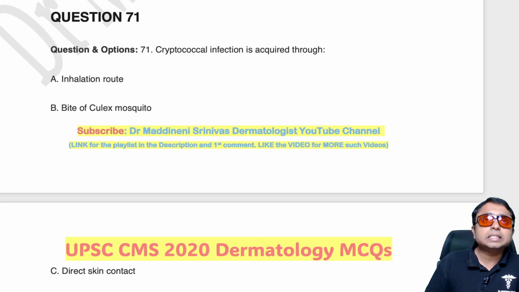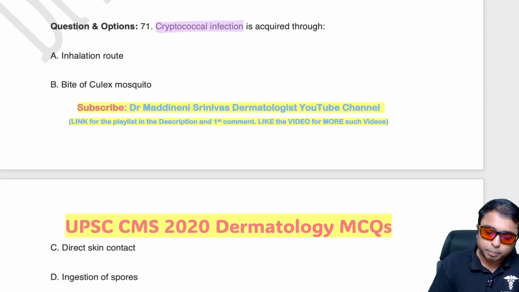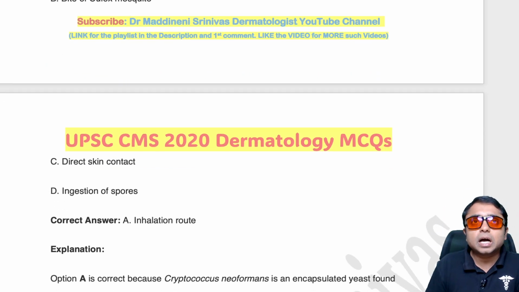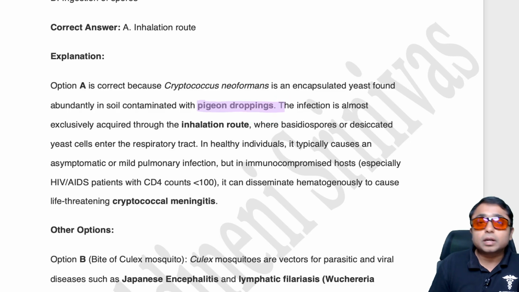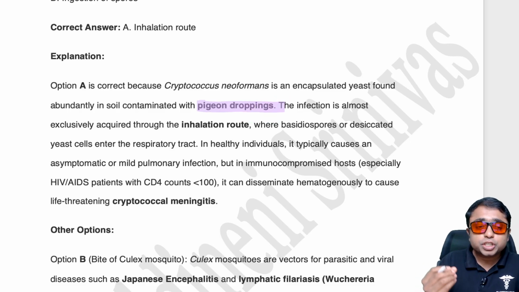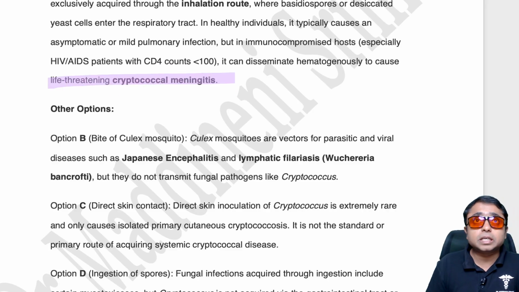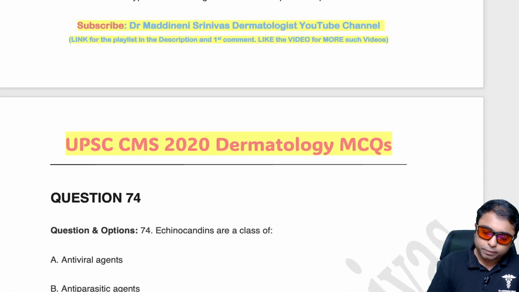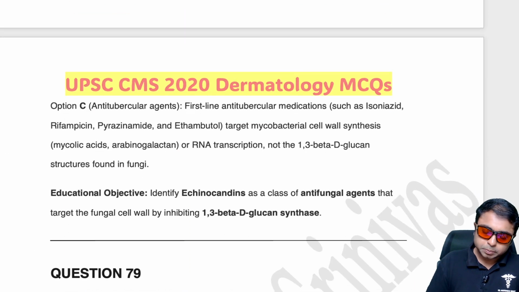Cryptococcal infection is acquired through. What do you think is the correct answer for this question? Cryptococcal infection. So please remember, it is going to be the inhalational route through which Cryptococcus is going to come in contact, and this is going to be present especially in pigeon droppings, which is a very big headache in metro cities, right? Pigeons. And of course it could lead to life-threatening cryptococcal meningitis. So very important topic which you have to know. Echinocandins are a class of antifungals. This is just like a one-liner which you can remember, okay?